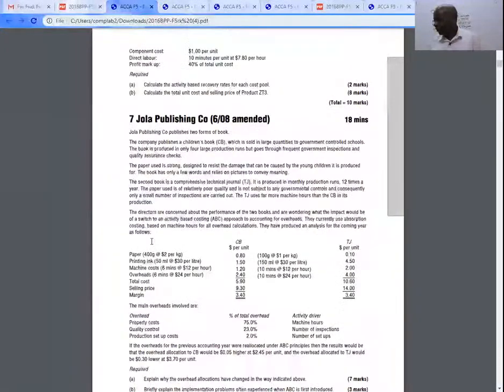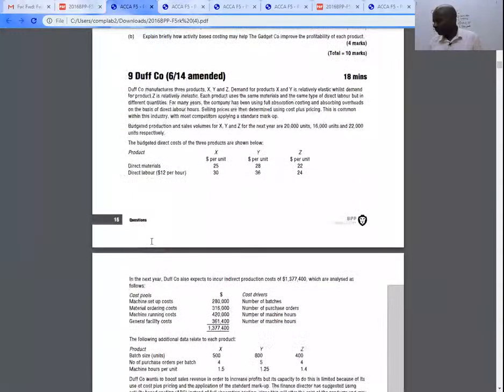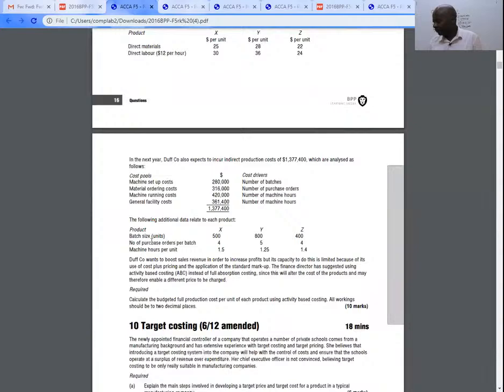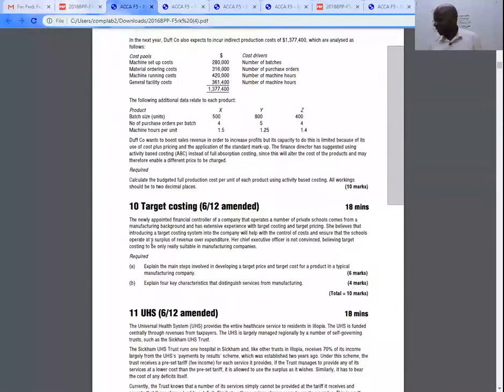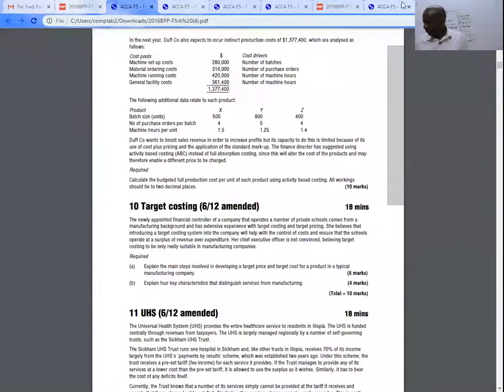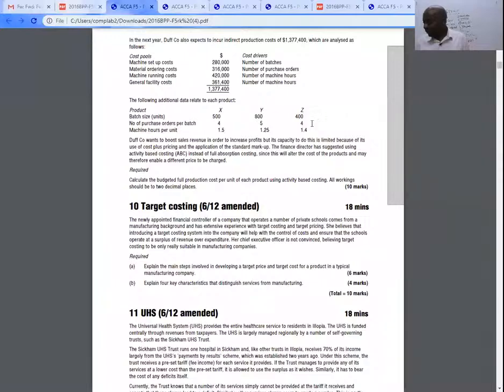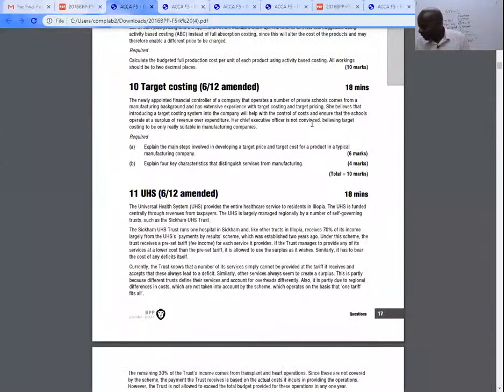So question number 10, for the ones who have this, I would want them to go to question number 10. Yes, question number 10 is there, target costing. For ACCA, you simply scroll through. You'll be able to get question number 10 very easily. But page number 17.